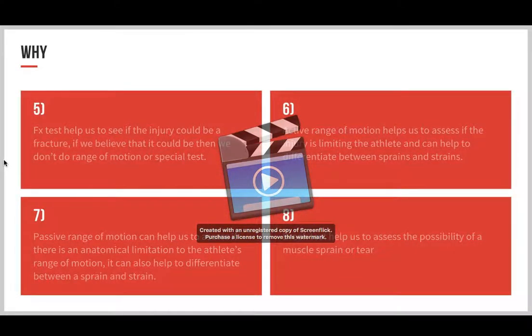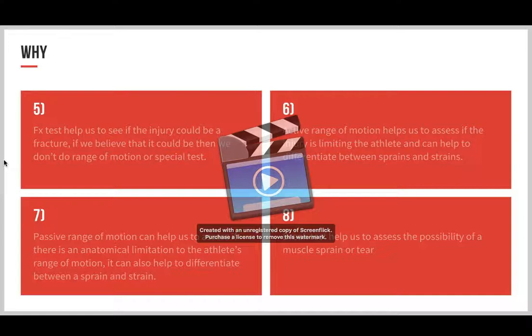Number 5, we use fracture test to help us see if the injury could be a fracture. We also use this test because if we indicate that it could be a fracture, we don't do range of motion or special test. And so we use this pretty early on to rule out or indicate any fractures that a child might have. Number 6, active range of motion.